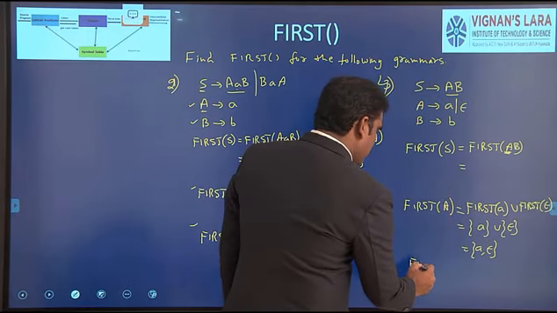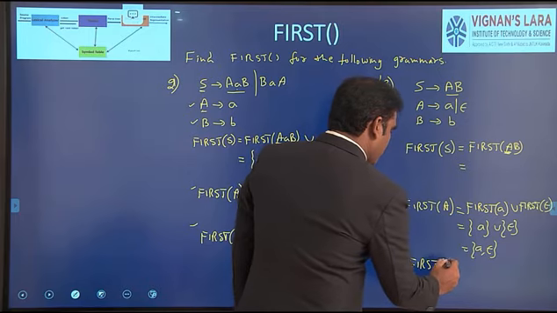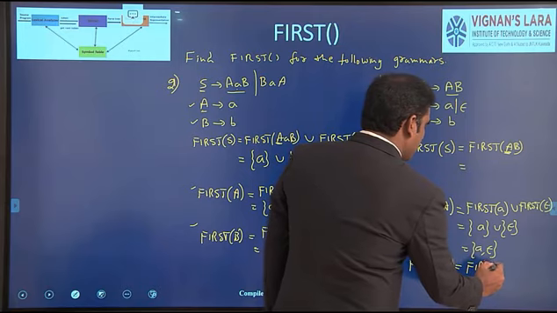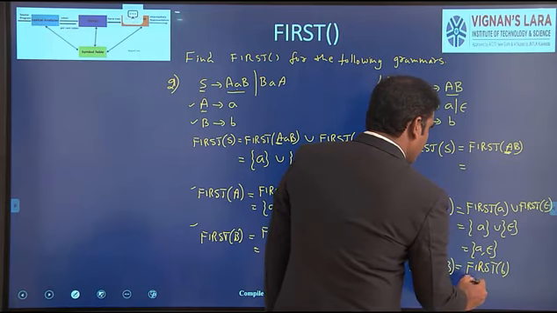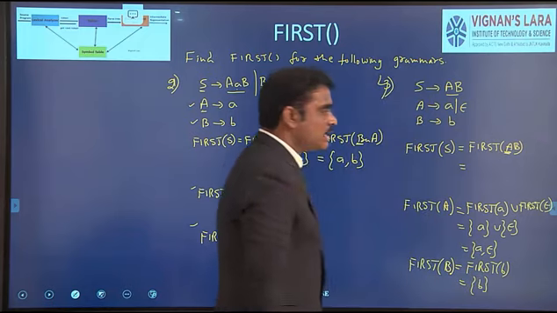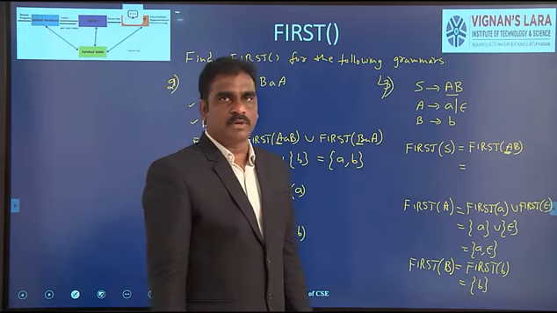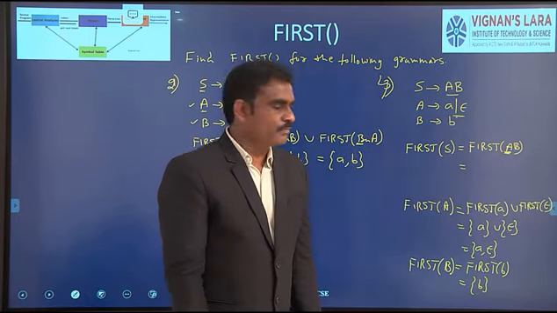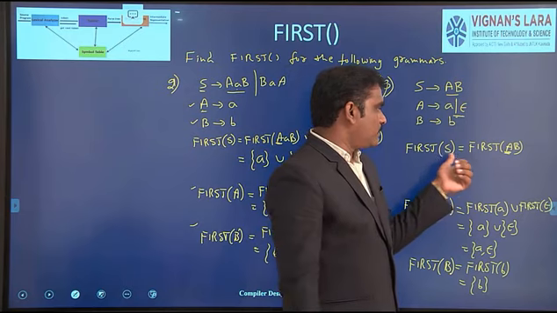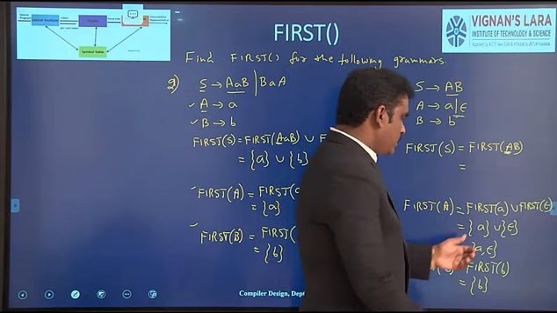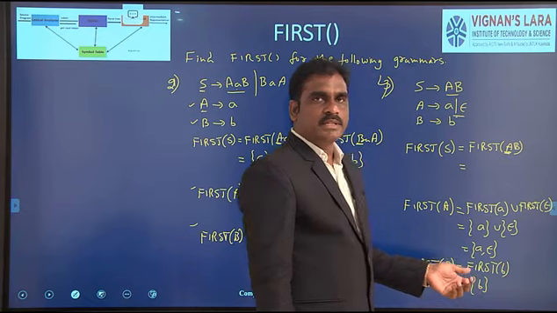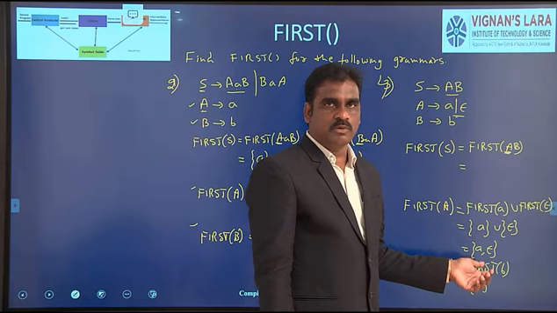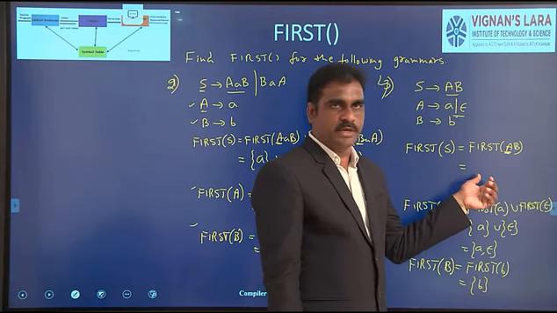And first of B equals only the one symbol, that is b. So the answer is b. If you observe the third problem and the fourth problem, the only difference is epsilon. Now find first of A. What is first of A? The result is a comma epsilon. In the previous example, the first of A result is only a. At that time there is no epsilon symbol, so the answer is a only.